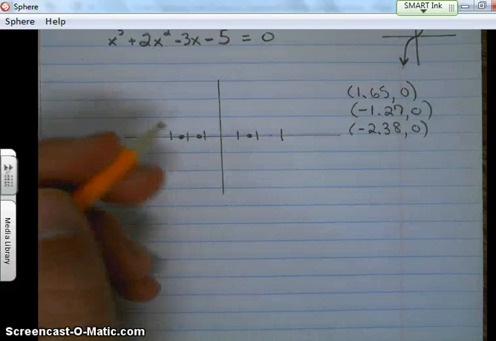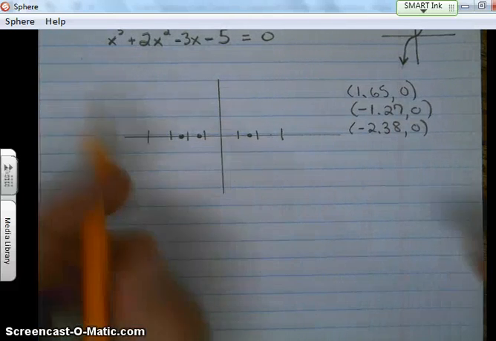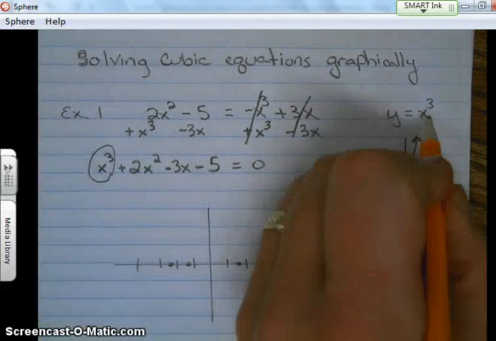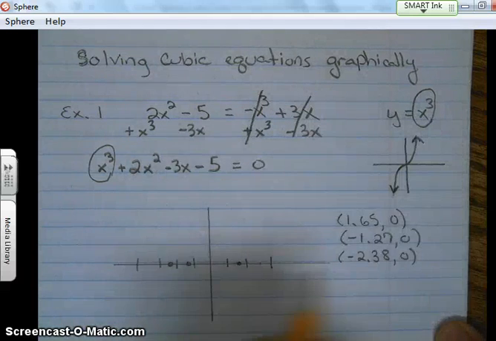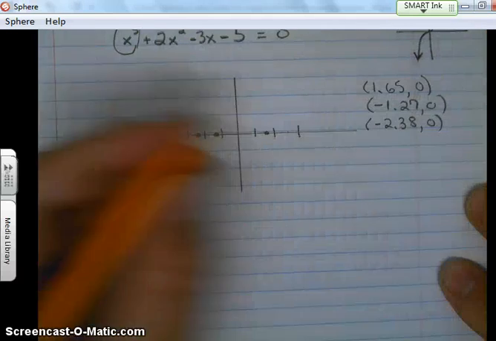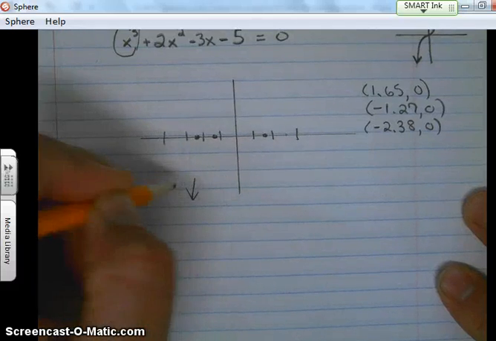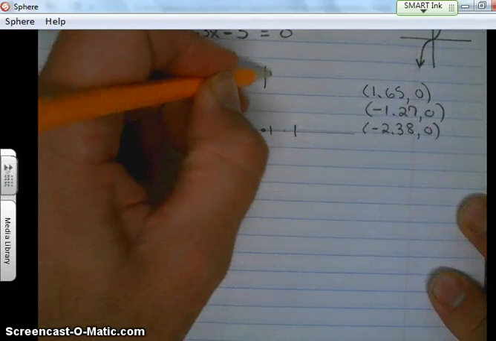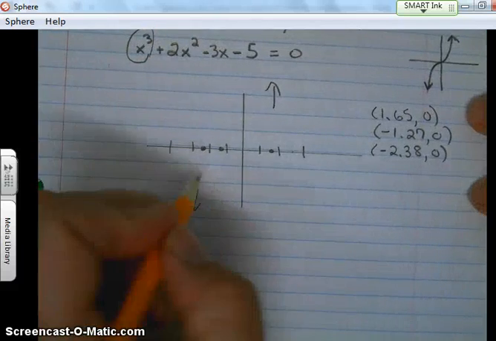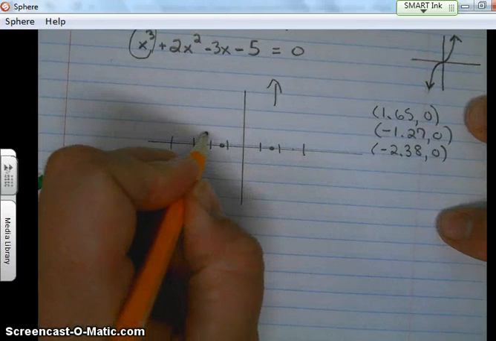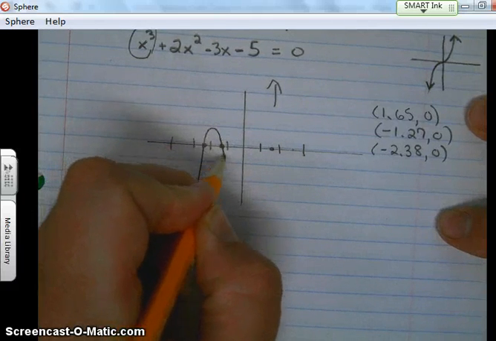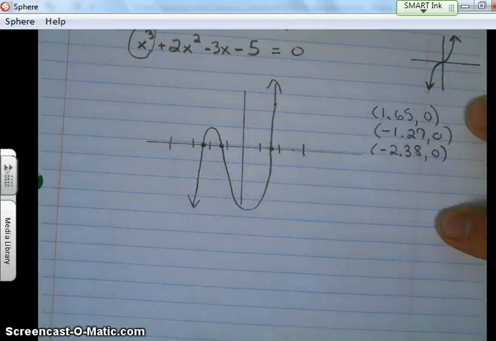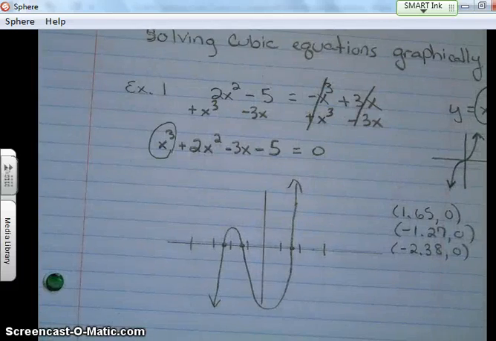So if I was to sketch this, if I didn't know what it looked like, since my leading coefficient is positive, and see how the x cubed is positive, that tells me it's going to be going down on the left, and it's going to be going up on the right. So if I was sketching this, I'd go up through my first 0, curve, come down through this 0, and then I would curve up through that one. So I could sketch my graph without a calculator.